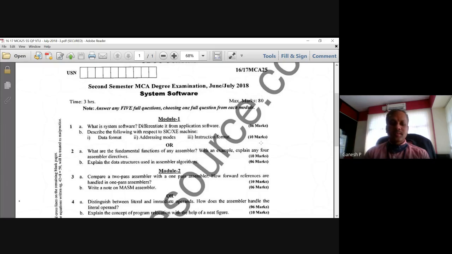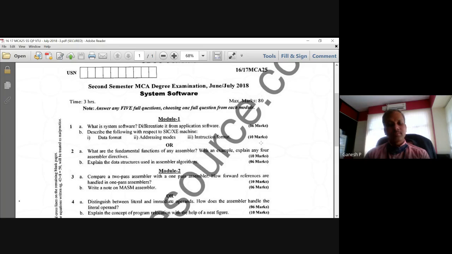Next, 2-pass assembler with a 1-pass assembler. They're asking for a comparison. So we should know the pluses and minuses of a 1-pass assembler, and at the same time the pluses and minuses of a 2-pass assembler. Maybe it is innovative for you because you have not thought of it. You can work on this. At least 4 to 5 points you can list out between these two, 1-pass assembler and 2-pass assembler.